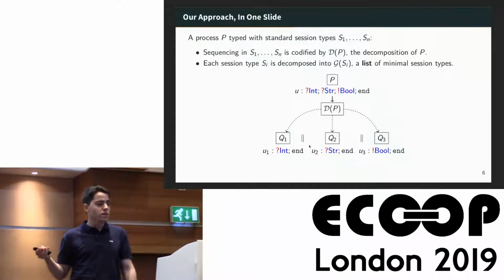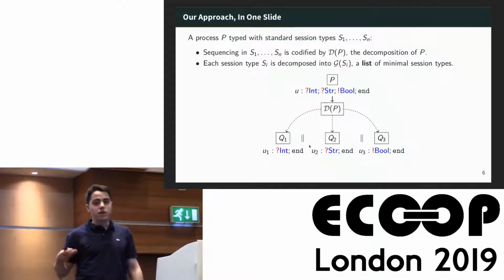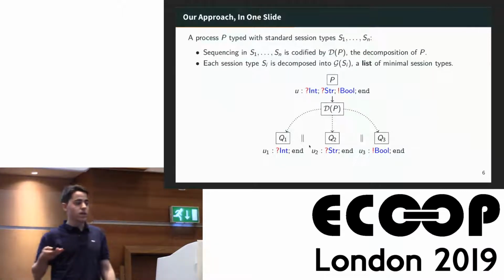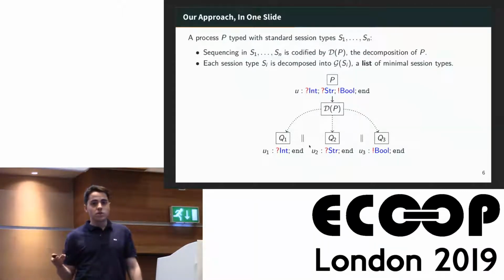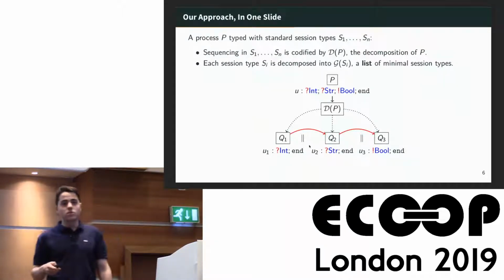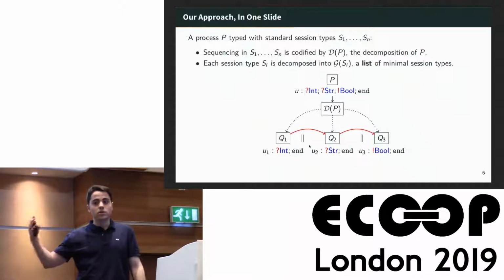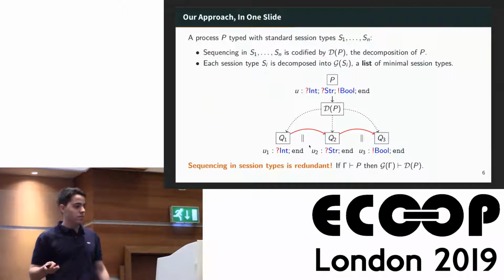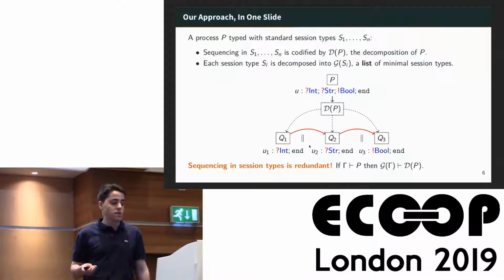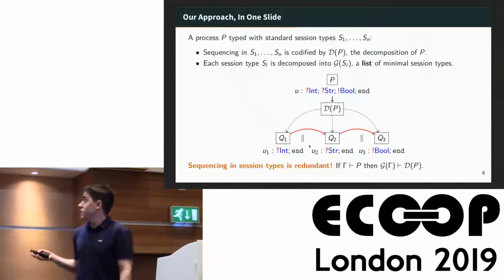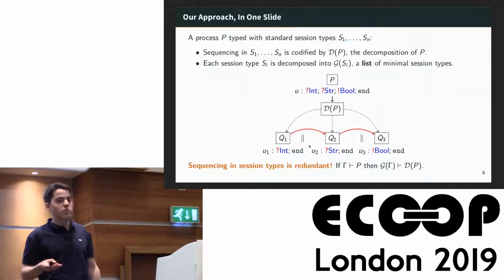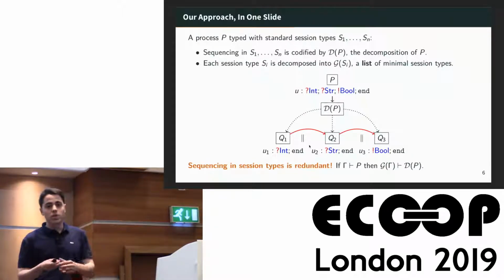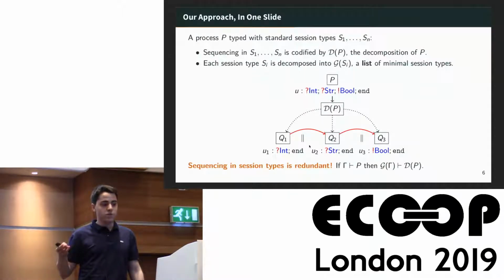And each of these processes actually mimics one action of the original channel. And each of the channels that this uses has a minimal session type. So in order to recover the sequentiality that we lost, all of these processes also have an extra mechanism to ensure the order of execution. By doing that, we show that sequencing in session types is indeed redundant. And our main typability result says that if process P is typable under the standard session types, then its decomposition is typable under the list of minimal session types.